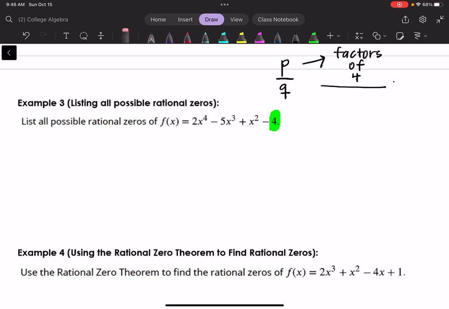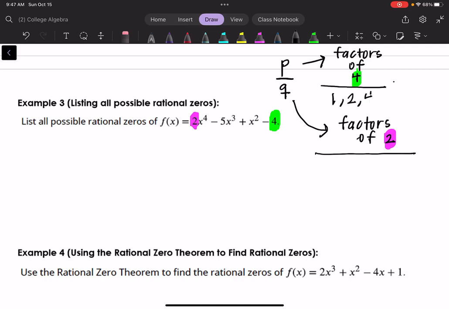And so all of the q values that we're going to use are going to come from the leading coefficient and the factors of that. So this is the factors of 2, right? Because that's going to come from here. So we want to use this and this. So we are going to make a list. The factors of 4 are 1, 2, and 4, and the factors of 2 are 1 and 2. And so what we're going to do is build all of the possible fractions that can be made with these numbers and these numbers.